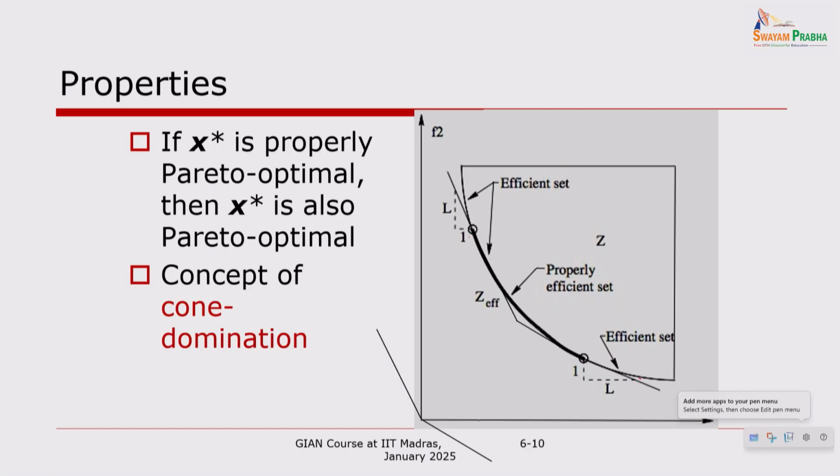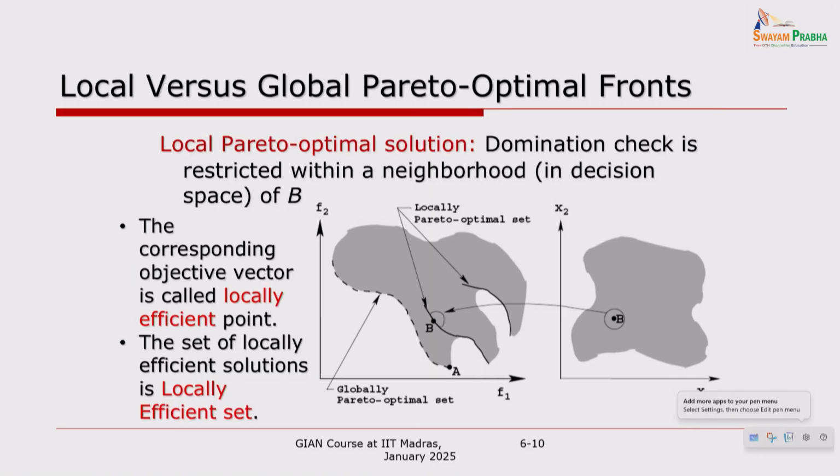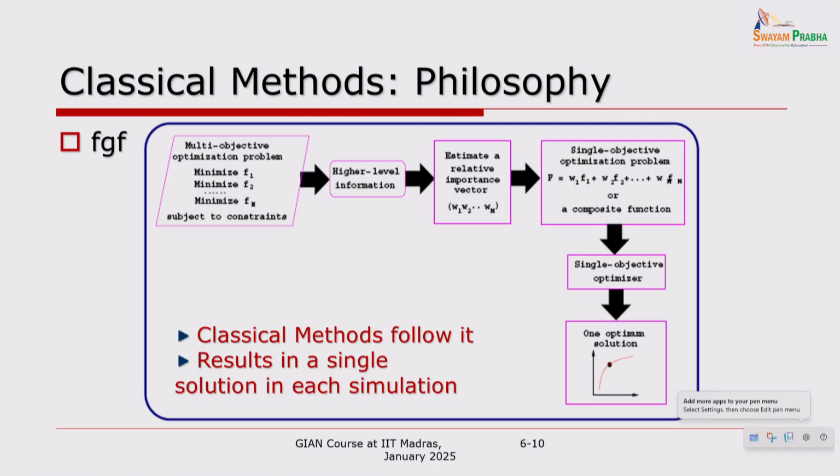And as you realize, this only happens when you have a convex Pareto set, right? This is what proper Pareto means. Let me skip that part. Now let's come to some algorithms. So those are the definitions, three different definitions we talked about.